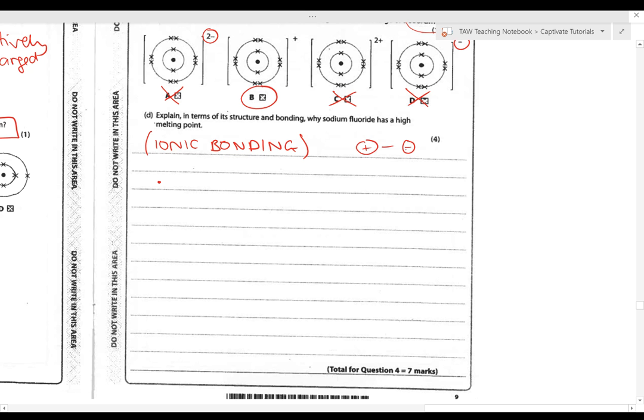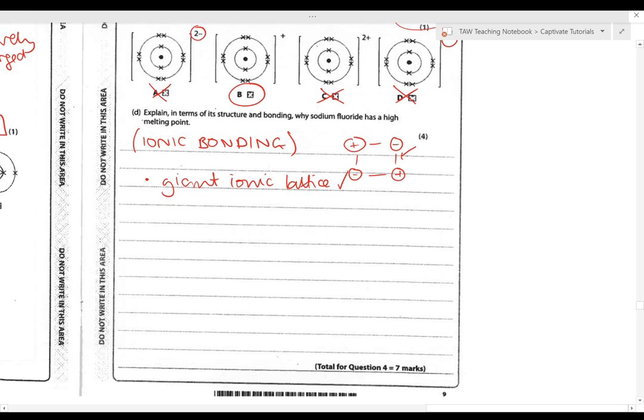the 2 ions would form this sort of structure, which we refer to as a giant ionic lattice. So that'll be the first mark. You can see each of these ions is joined together by strong ionic bonds.